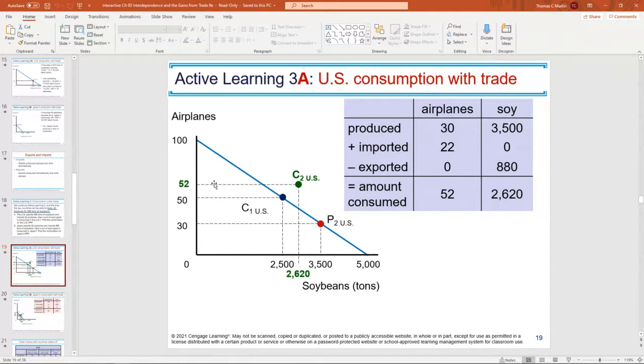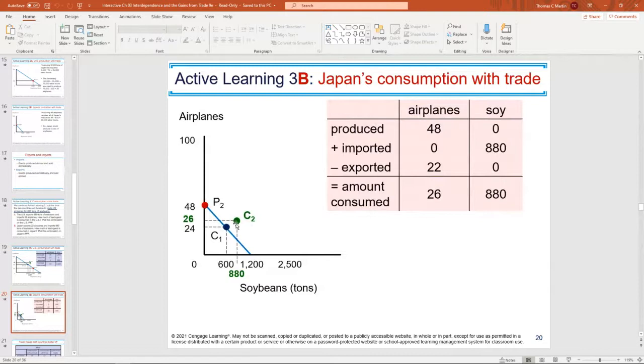Now, Japan, the same scenario occurs. They originally wanted and consumed 24 airplanes. Now they have 26 because they exported 22. They started with 48, they ended up with 22. They imported 880 tons. They normally wanted 600 tons, and now they get another 280 tons of soybeans. So trade has made both of these countries much better off than they would have without trade.